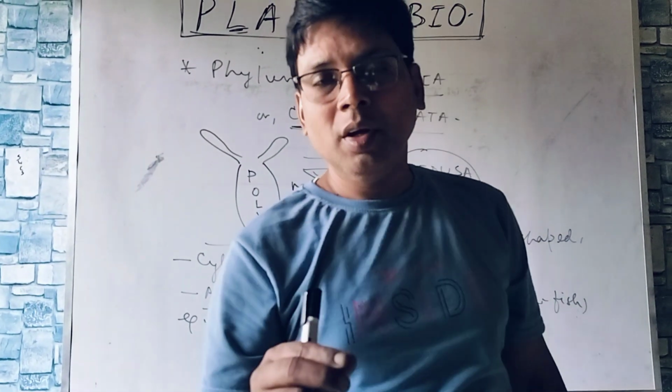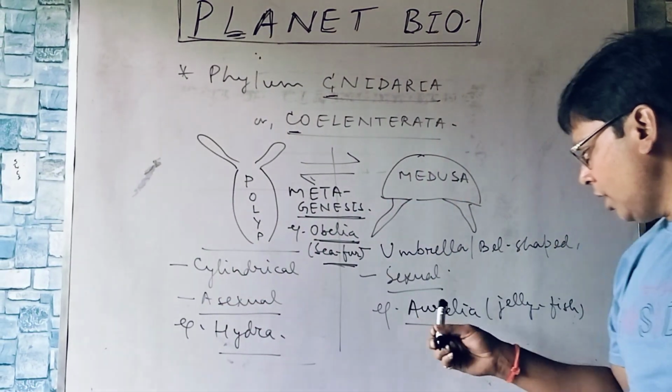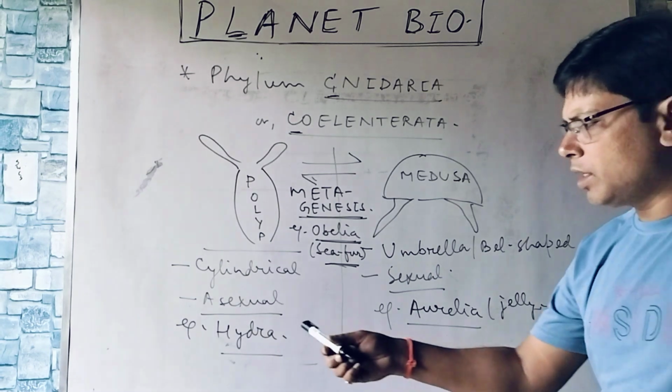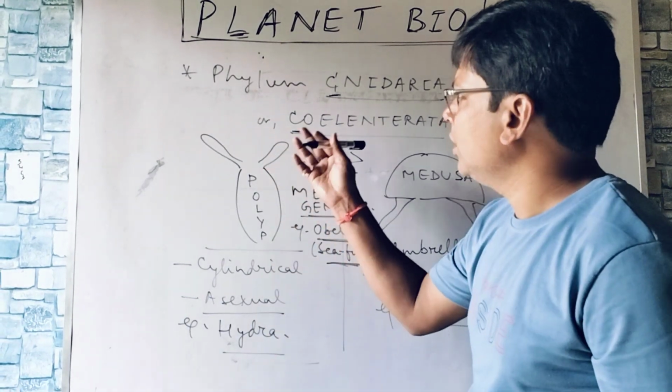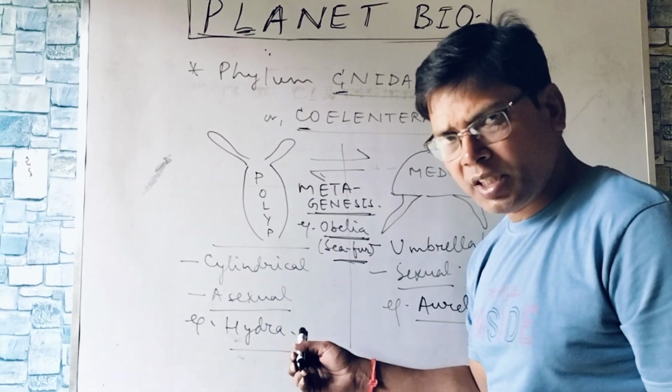So we have to study the biological name as well as the common name. Obelia sea fur, Aurelia jellyfish, and Hydra is a common form belonging to this phylum Cnidaria, Coelenterata. This is the most important representative.